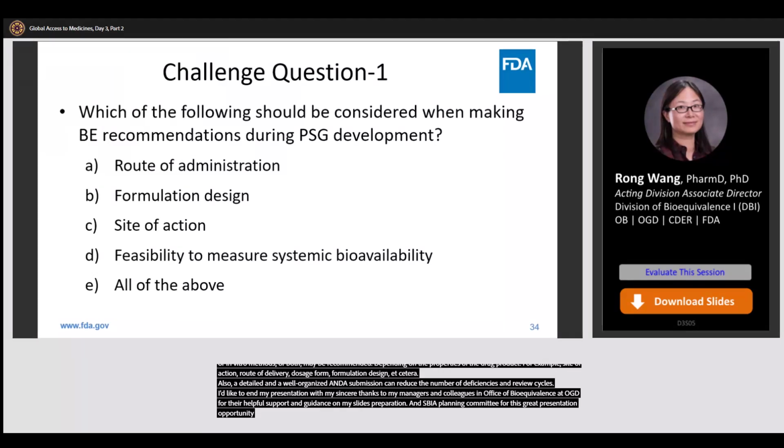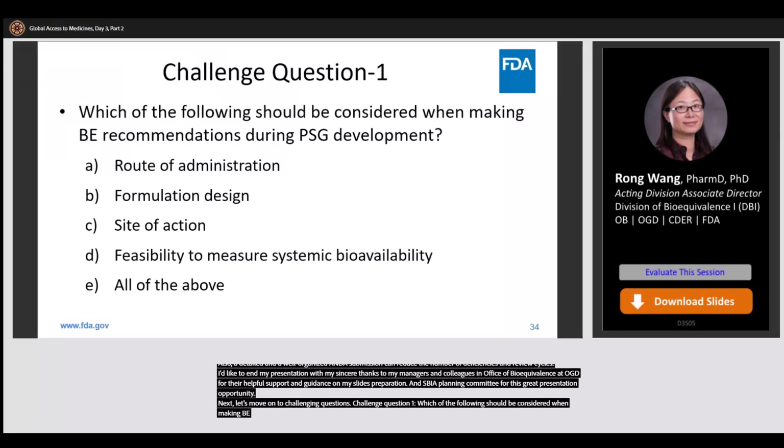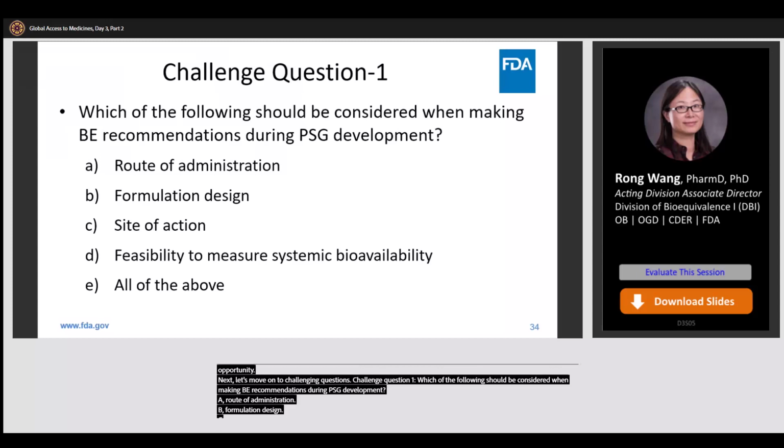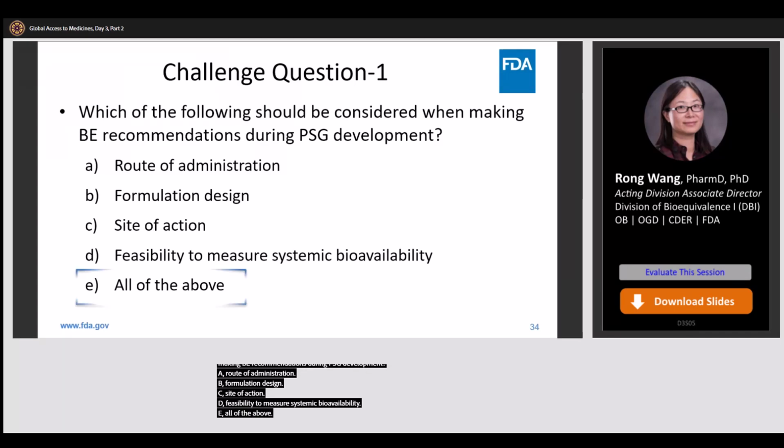Challenging question 1. Which of the following should be considered when making BE recommendations during PSG development? A. Route of administration. B. Formulation design. C. Site of action. D. Feasibility to measure systemic bioavailability. E. All of the above. The correct answer is E, all of the above.